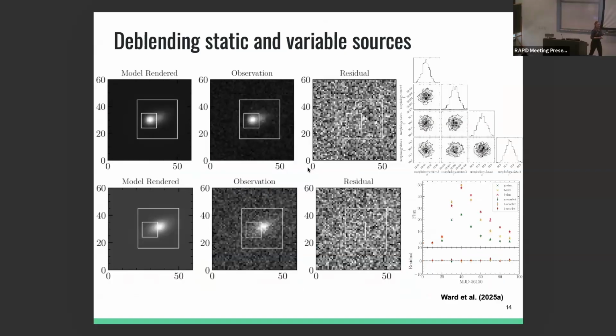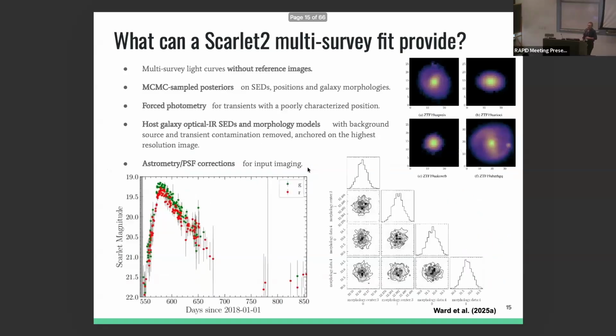And of course, we can extract light curves. So if you throw in your 1,000 LSST images along with your 2 Roman epochs, for example, you can anchor your galaxy morphology model on that space-based image, but extract photometry across all of the ground-based data. So these are kind of a summary of what you can get out of your multi-survey fit.